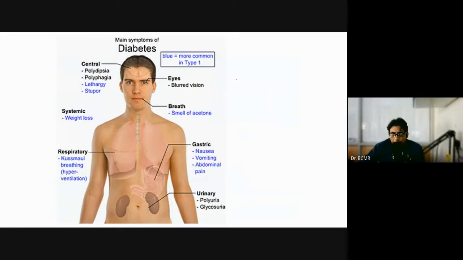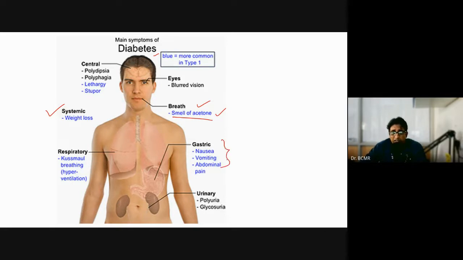The main symptoms of diabetes: I think every family has somebody, or some friends or distant relatives, who have diabetes. In my home too. Some of the symptoms are systemic weight loss and a breath smell of acetone, because there is no more glucose uptake, so the body uses other pathways, such as gluconeogenesis. It might perform other metabolic pathways, because of which they may have a smell of acetone when breathing.